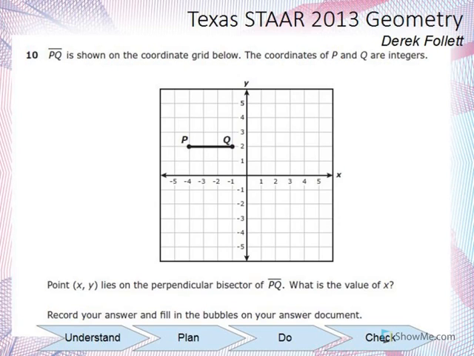This is the Texas STAAR 2013 geometry test, and this is question number 10. It says, line segment PQ is shown on the coordinate grid below. The coordinates of P and Q are integers. Point XY lies on the perpendicular bisector of PQ. What is the value of X?